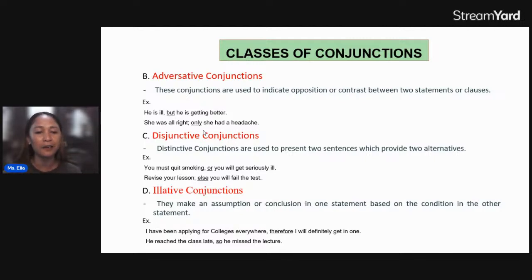Next, we have here, he reached the class late, so he missed the lecture. Okay, that means you are again concluding, or making an assumption, based on the condition in the other statement. Because you are late, probably you will miss the lecture. That's it. Okay, so let's review again.